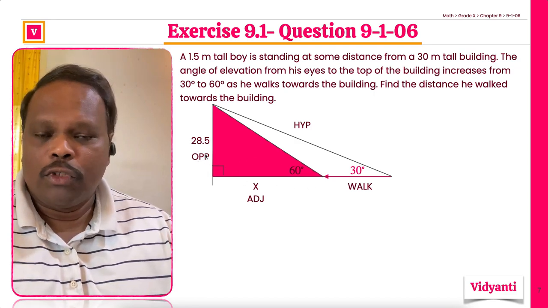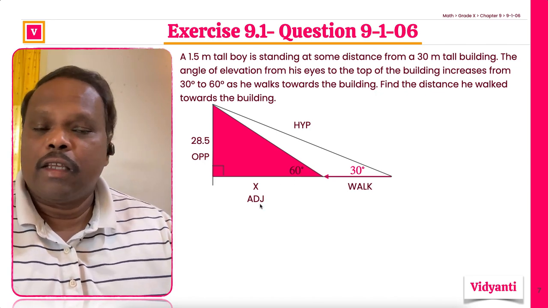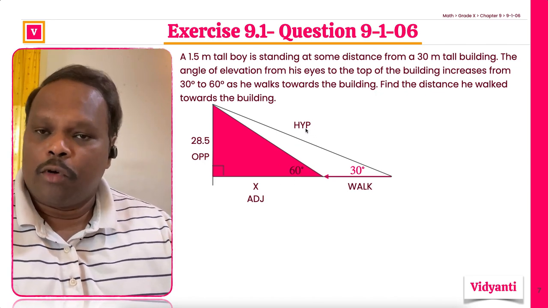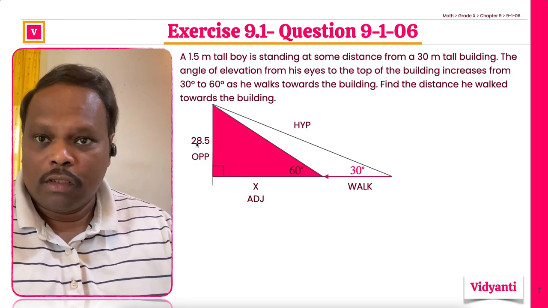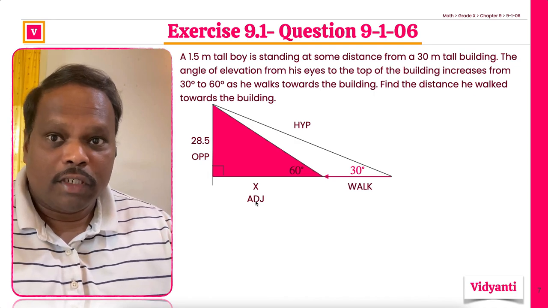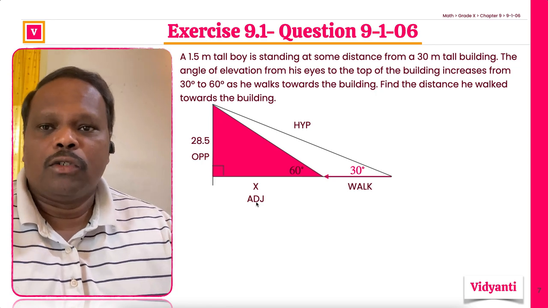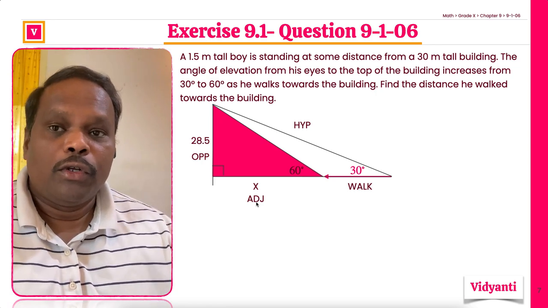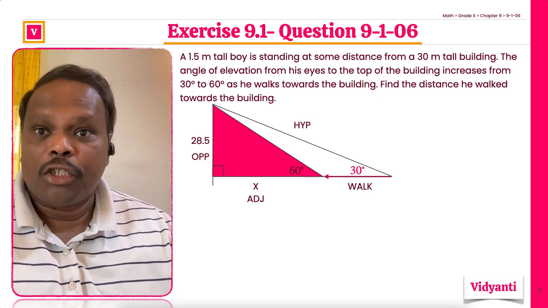Remember, this is the opposite side, directly facing the 60 degrees, this is the adjacent, and this is the hypotenuse. Now we are correlating the opposite, which is known, and we want to first calculate the adjacent side, which is unknown. So we are correlating opposite with adjacent, and the trigonometric ratio we are going to use is opposite over adjacent, which is the tangent ratio.